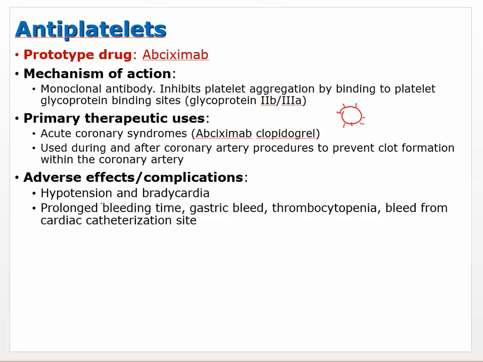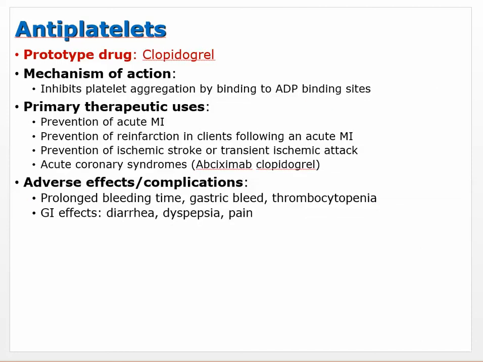Adverse effects, hypotension, bradycardia, that's different. Hypotension, bradycardia slows the heart, drops the blood pressure. Prolonged bleeding time, gastric bleed, thrombocytopenia, bleed from cardiac catheterization site, which I also haven't seen that one in others.